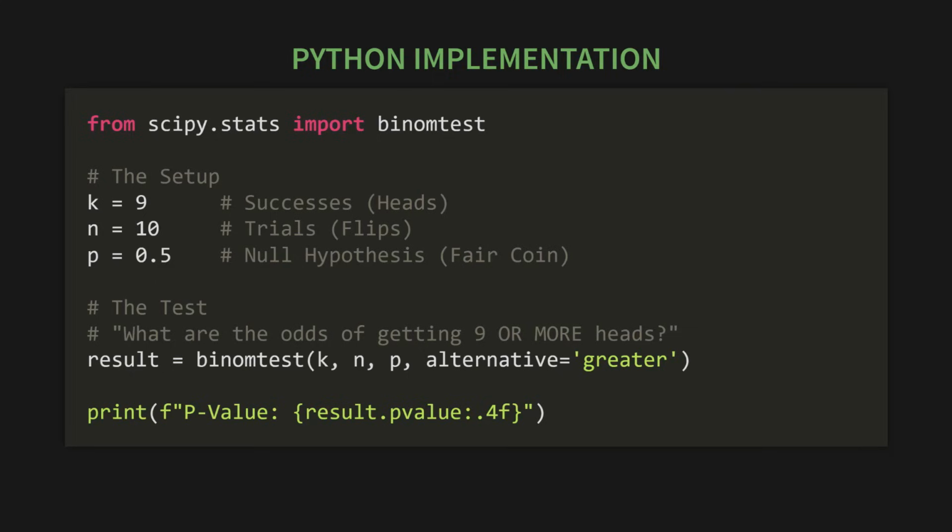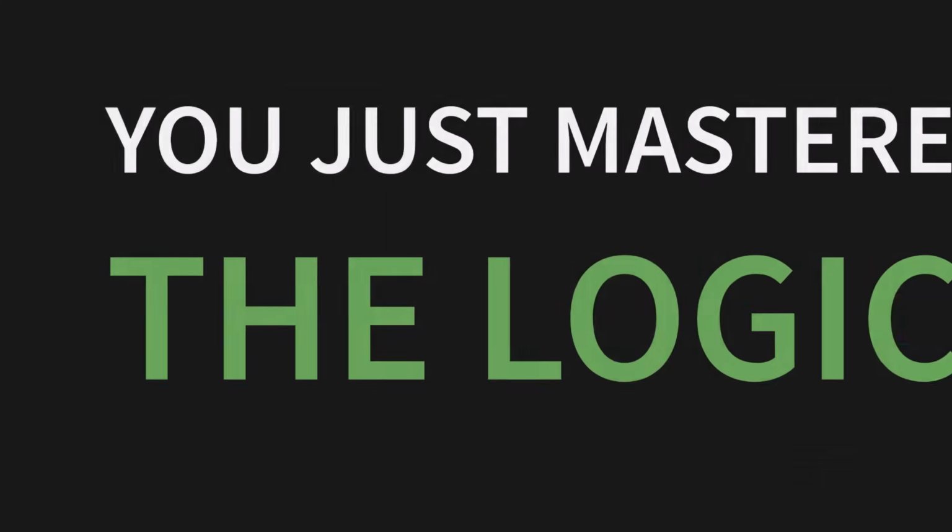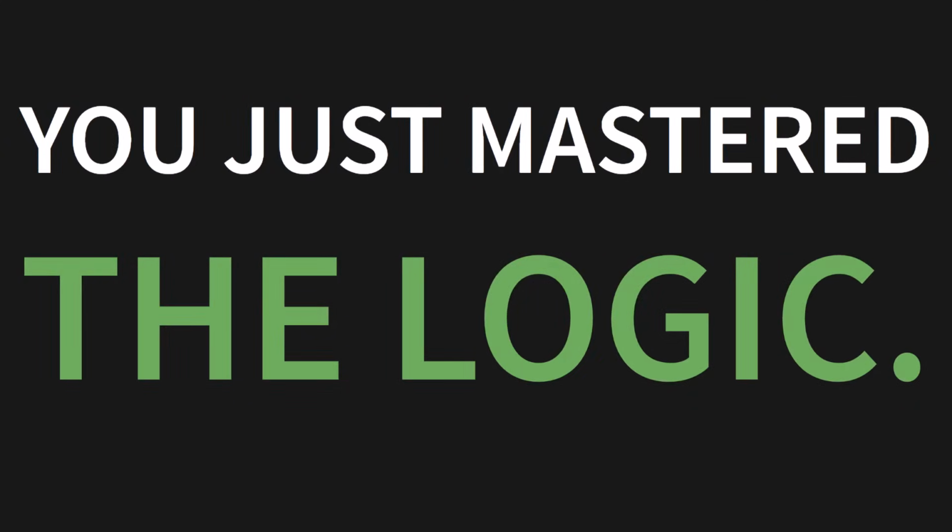And notice this last part, alternative equals greater. That's us asking the computer, what are the odds of getting 9 or more heads? And when you print the result, look at that, p-value 0.0107, the exact same number. And just like that, you've mastered the logic.